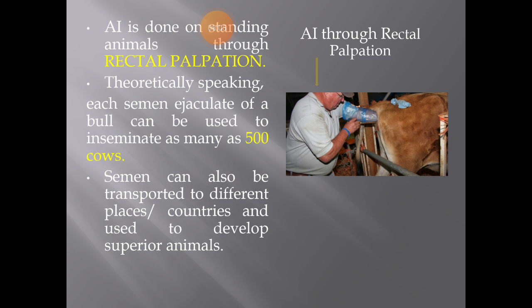So by this method, each semen ejaculate of a bull can be used to inseminate as many as 500 cows at a time. And this semen can also be transported to different places, I have told you, countries, to be used and to produce superior animals. The ultimate purpose of any such technique is to produce quality progeny. That's all.